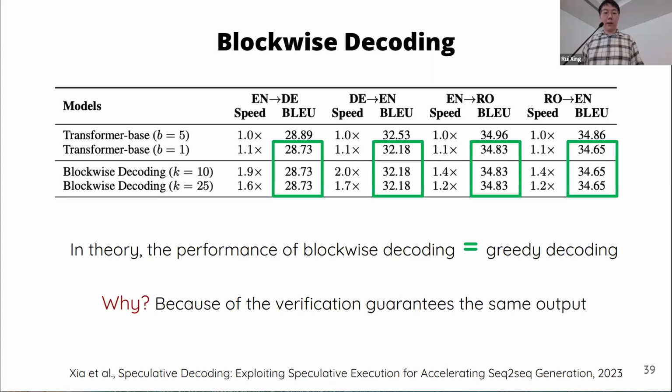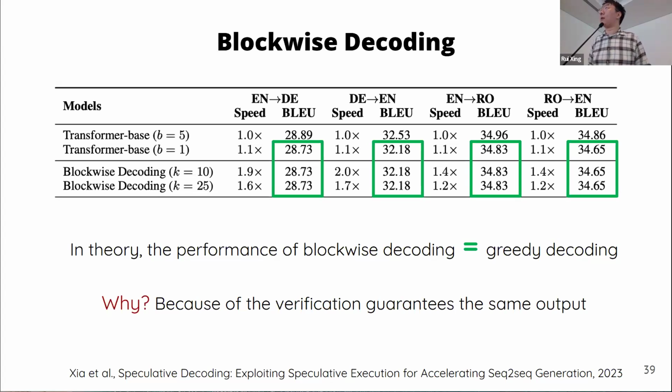So I think you will wonder why blockwise decoding can be so fast. Does it bring some negative impact on the performance? Actually, no, because in theory, the performance of blockwise decoding is equivalent to greedy decoding. Why? Because the verification guarantees the same output. You still use the original model to verify if the draft token is the top-one candidate of the model. Here we can see the experimental results compared to the transformer base using beam size as 1.